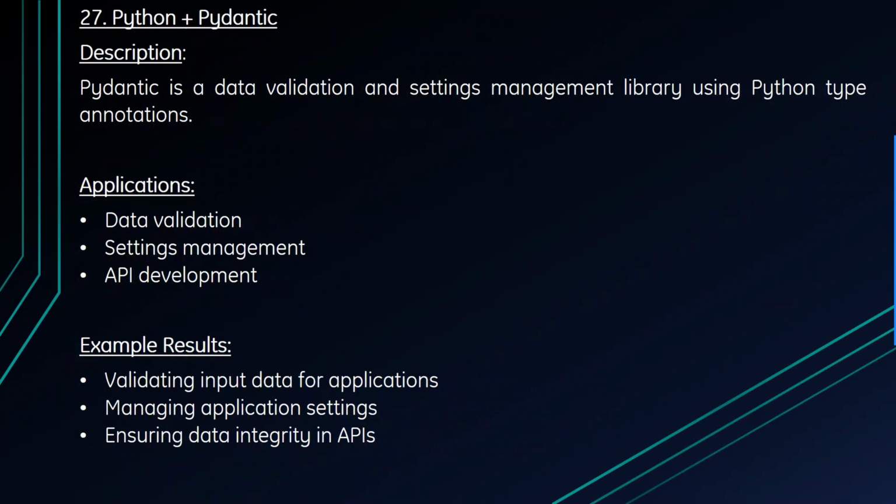Moving on, we have Pydantic. Pydantic is a data validation and settings management library using Python type annotations. What are the applications that we can use? We can use it in data validation, settings management, API development. Examples of how Pydantic is used: validating input data for applications, managing application settings, ensuring data integrity in APIs.